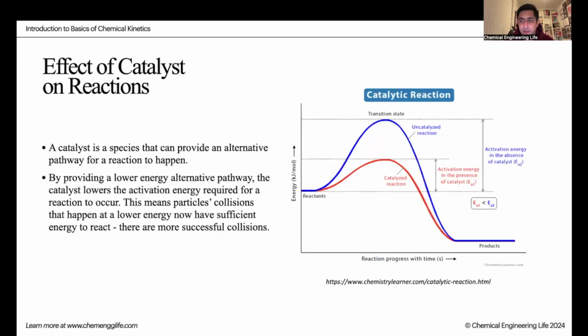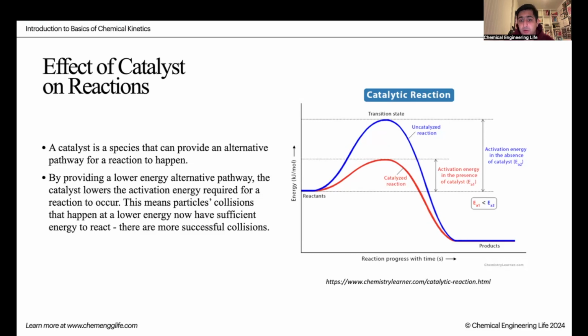Finally, a catalyst reduces the activation energy of your reaction. As you see on the screen, the blue curve is what your reaction would look like without a catalyst. But if you use a catalyst, it takes you to an alternative path for the reaction to take place, and your transition state is lowered, so your activation energy is reduced. Therefore, you don't need the same amount of energy to react and produce your product. And that is why we use a catalyst.